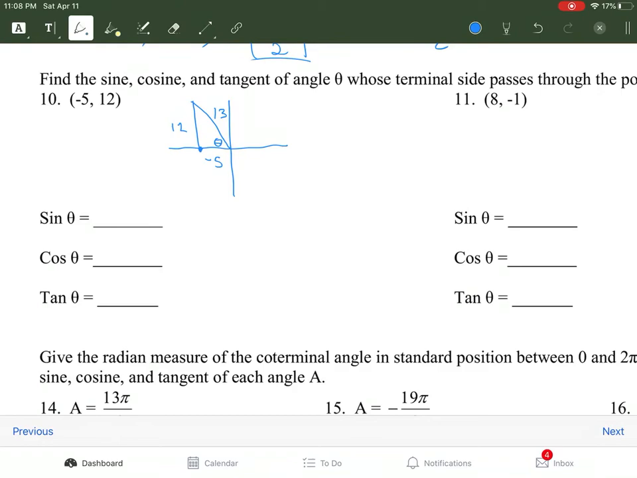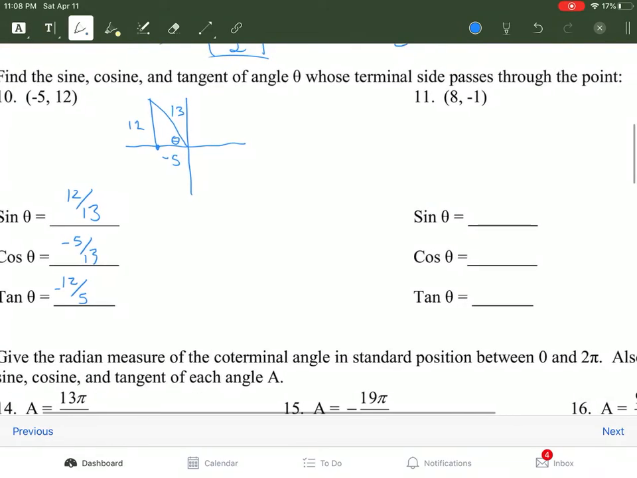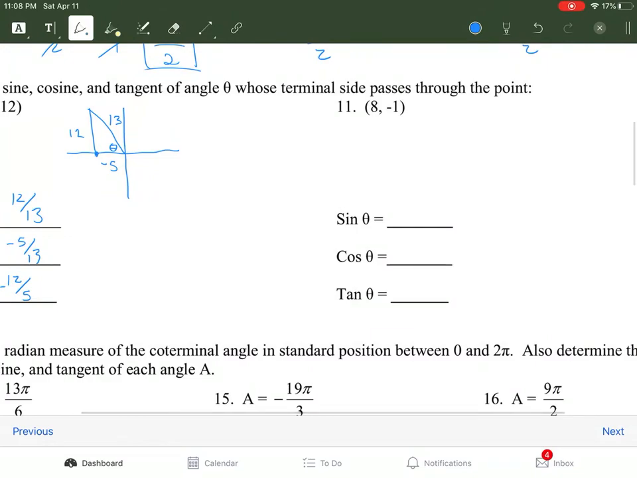So we find the sine, cosine, and tangent of this triangle using those values. The sine is the opposite over the hypotenuse, so we have 12 over 13. Cosine is adjacent over hypotenuse, so it's negative 5 over 13. And the tangent is opposite over adjacent, so we have 12 over negative 5. So that's it for 10.